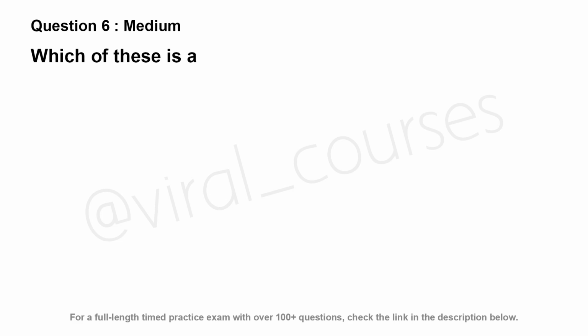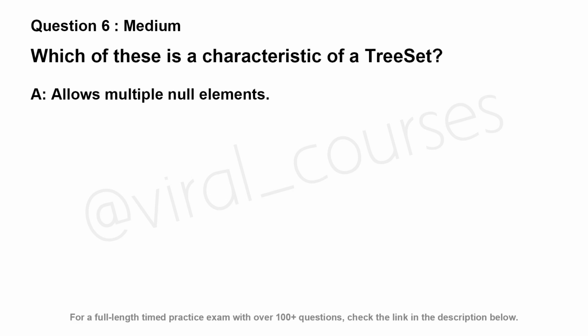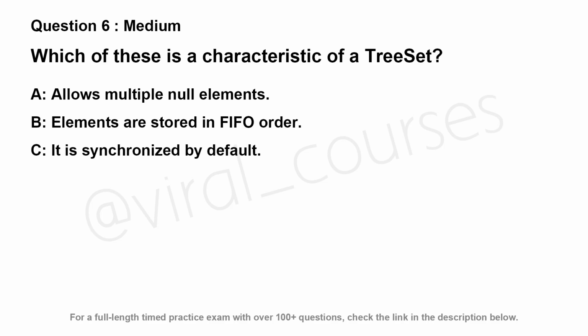Which of these is a characteristic of a TreeSet? Option A, allows multiple null elements. Option B, elements are stored in FIFO order. Option C, it is synchronized by default. Option D, elements are stored in a sorted order.